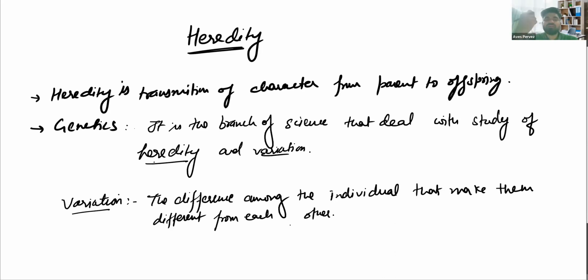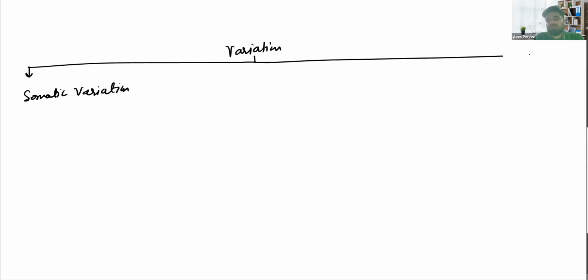Got it? I'm just repeating this one. There can be different types of variations. One is somatic variation, and the second one is germinal variation. The variations can be of two types: somatic variations and germinal variations. So what are somatic variations and what are germinal variations?